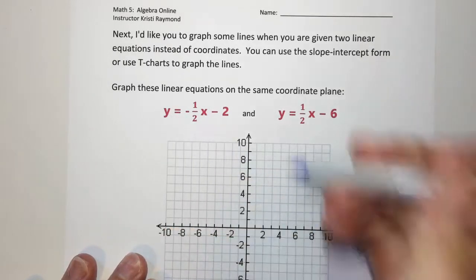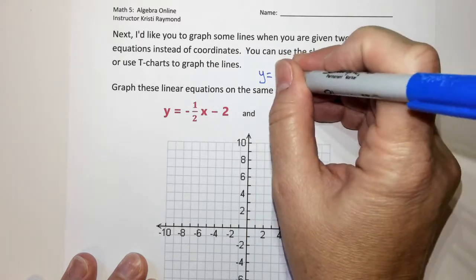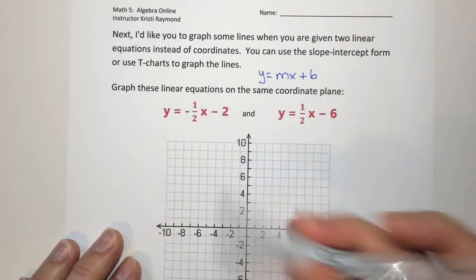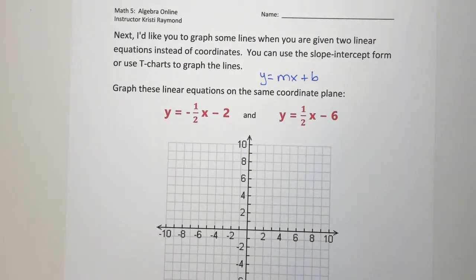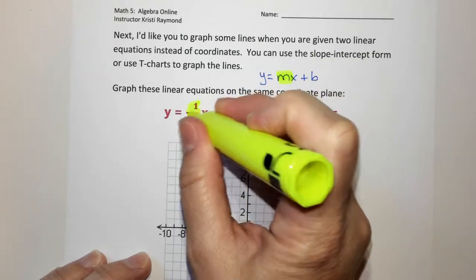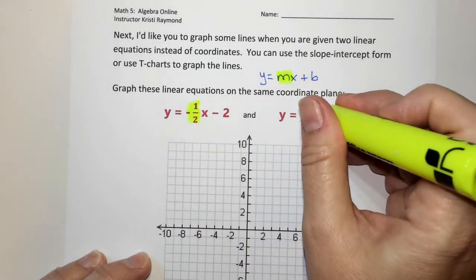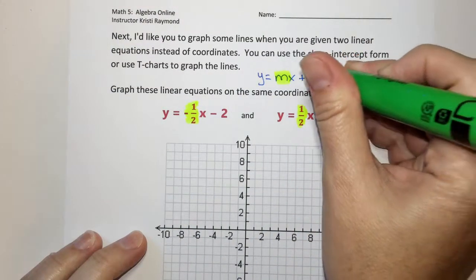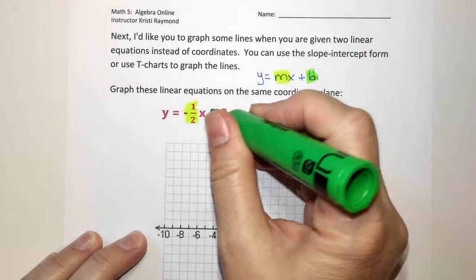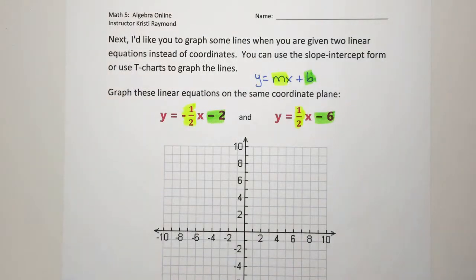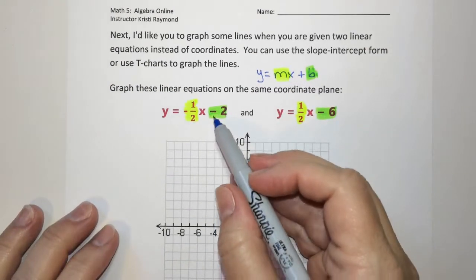And since they're already written in slope-intercept form, y equals mx plus b, I'm going to choose to graph them that way. Now remember, the number in front of the x is the slope. And you have to pay close attention to the sign as well. And remember, the number on the end, or the b, is the y-intercept. And pay close attention to the sign. That's all we need to know to graph 2 lines. Let's do the first one.